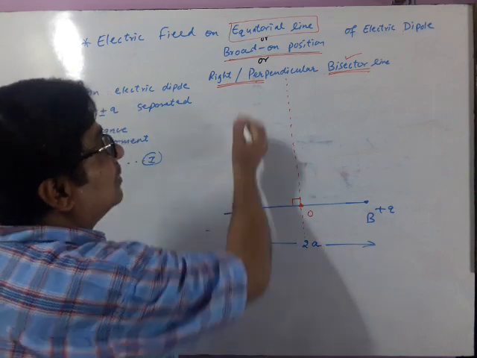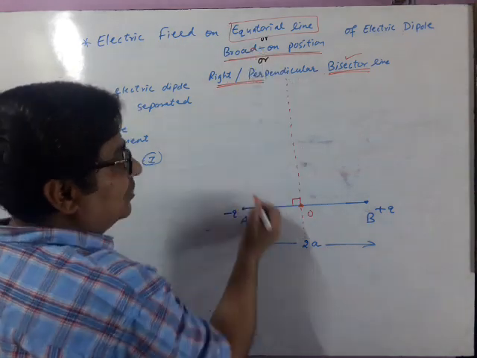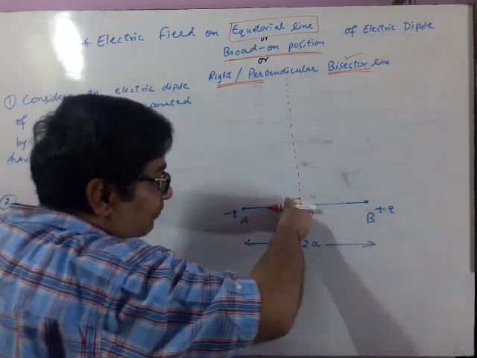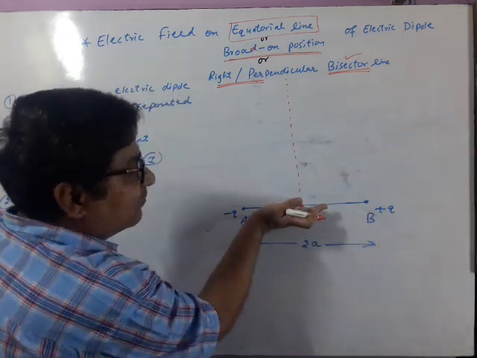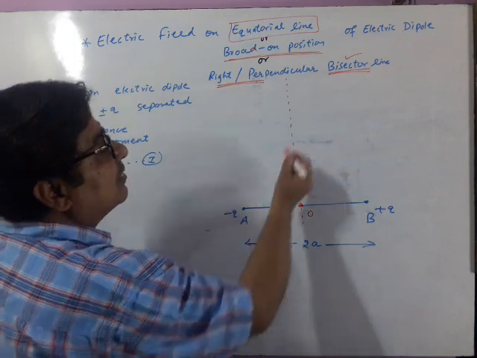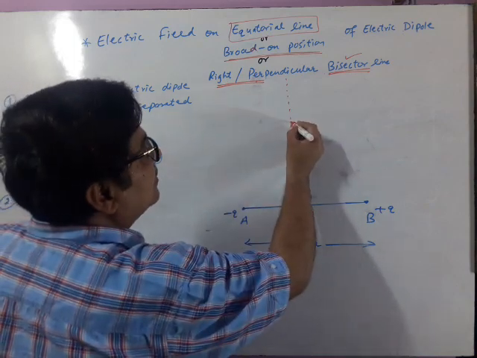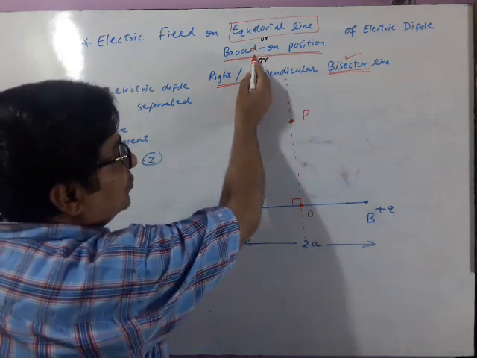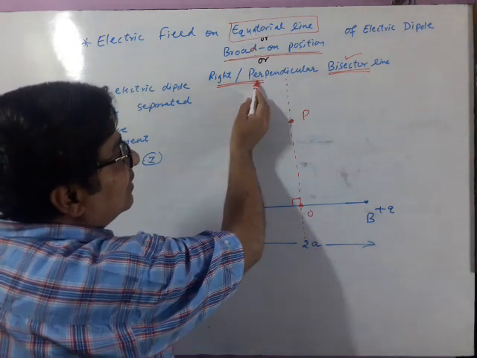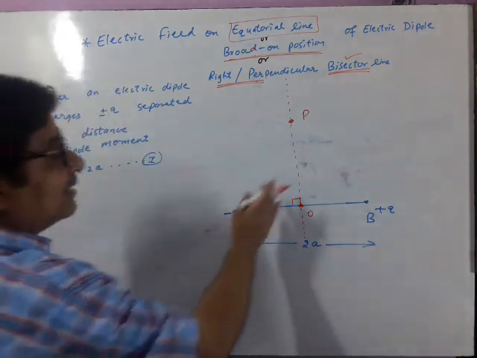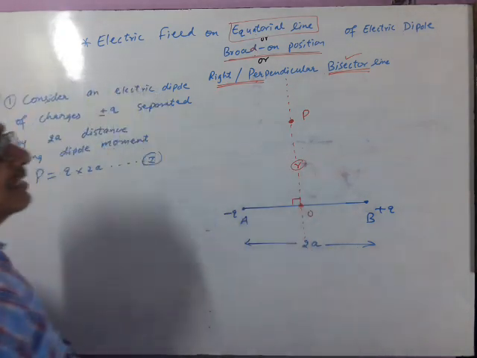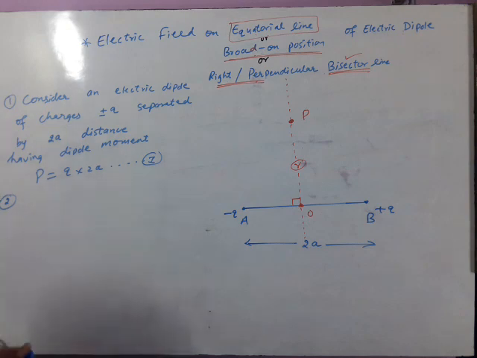This is also called broad on position. See, this was end on. Now this is broad on. This is the broad part of the dipole. So this is the point P on broad on position, equatorial line or right bisector line at a distance r where we are finding electric field intensity. So we begin the topic.